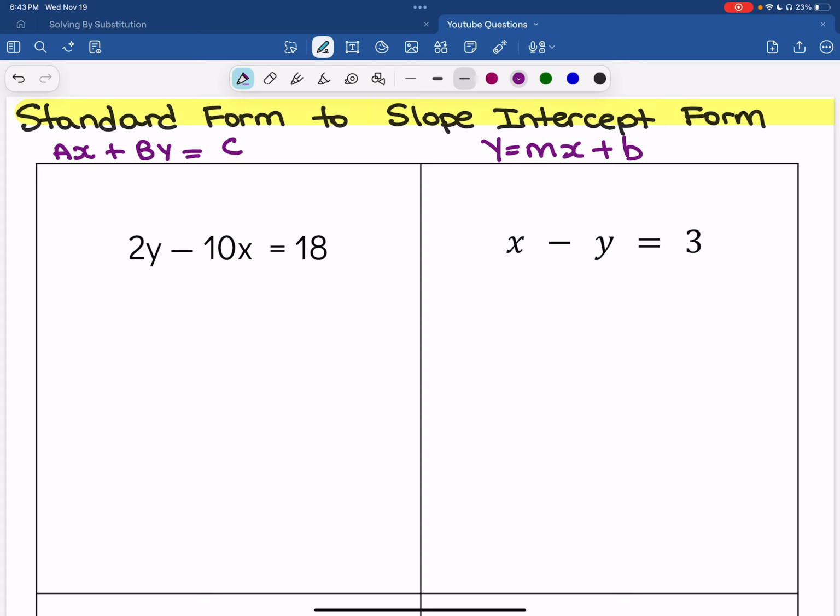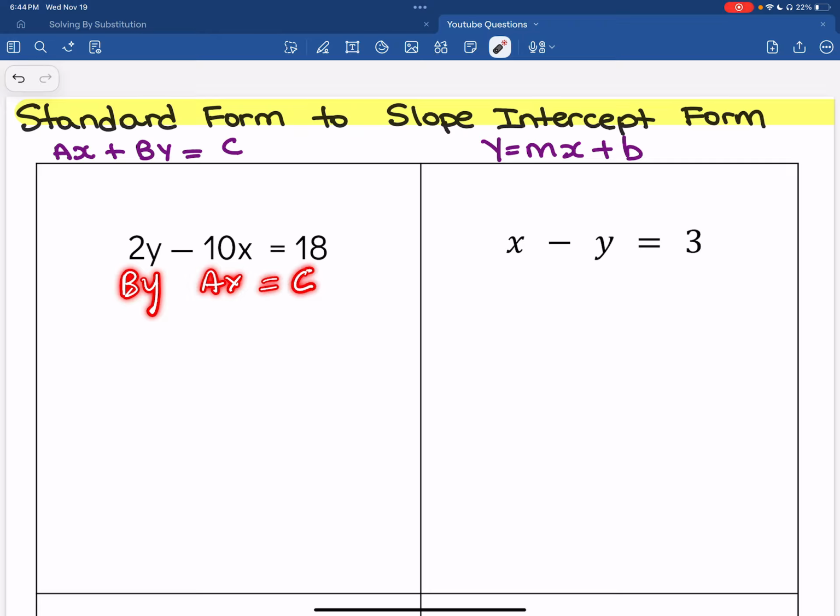So if you look at the examples that we have here, this is like ax plus by equals c. It doesn't matter that the terms are on different sides. So we want to convert these equations from standard form to slope-intercept form, right? We want to make it say y equals something x plus b, a value for our y-intercept.